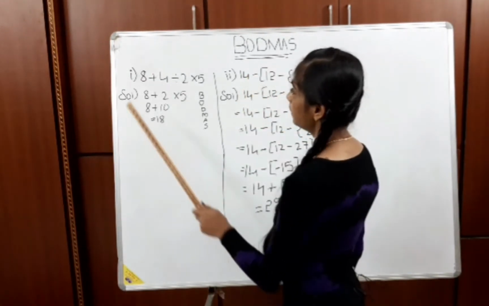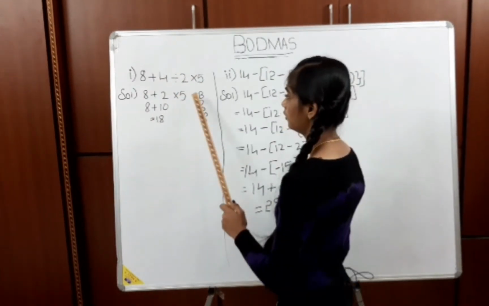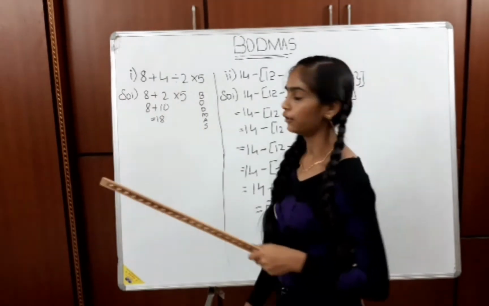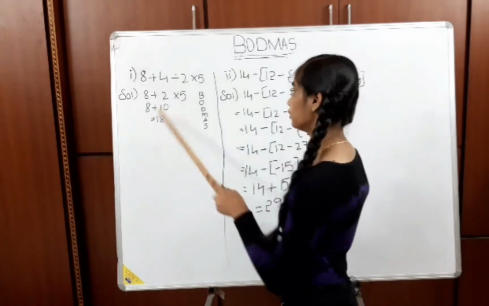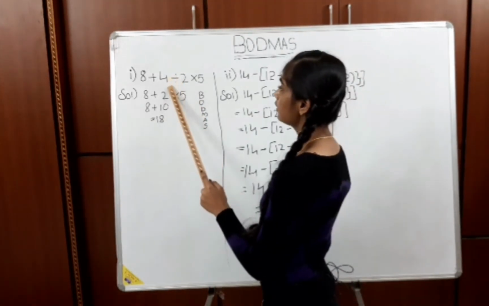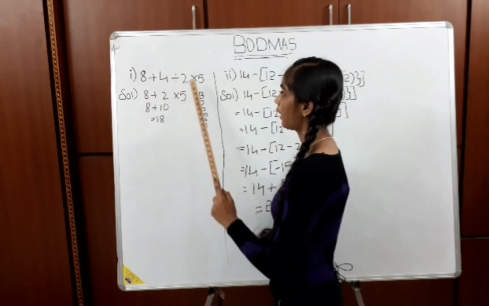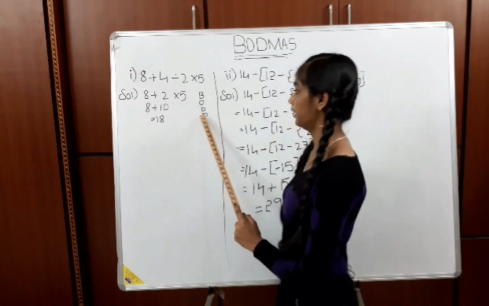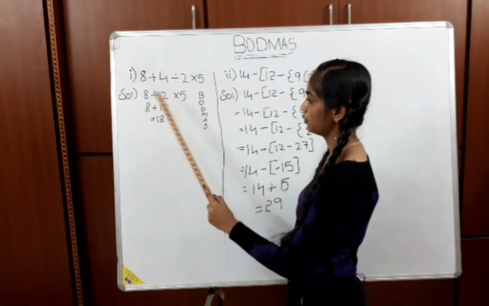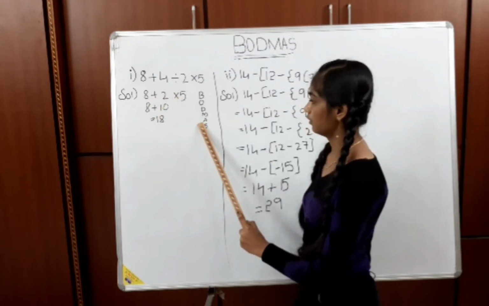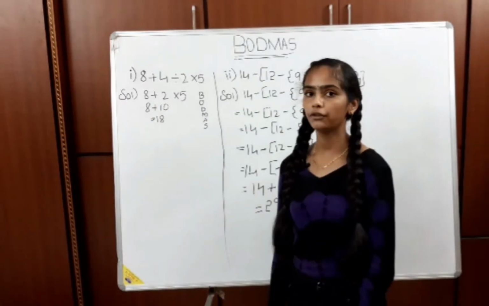And next we'll go to the sums. This is a small sum. The first one is 8 plus 4 divided by 2 into 5, by the BODMAS rule. First B, there is no bracket, so no need for B. The second one is of or orders, there is no of or orders, so no need for this. Next division. There is a division, so 4 divided by 2 is 2, so 8 plus 2 into 5, and division is completed. Then multiplication, 2 into 5 is 10, so 8 plus 10. And then addition, 8 plus 10 is equal to 18. There is no subtraction, so no need to look at subtraction.